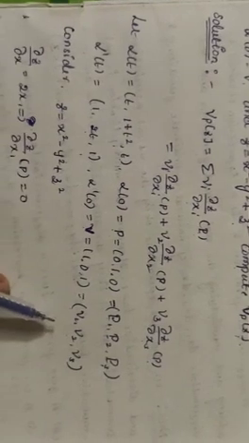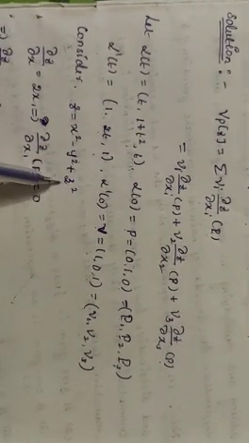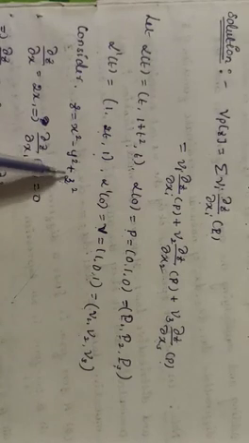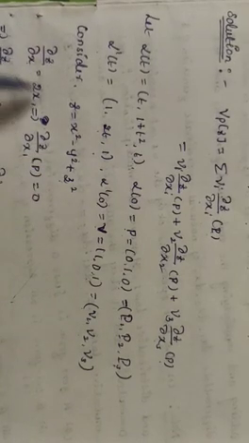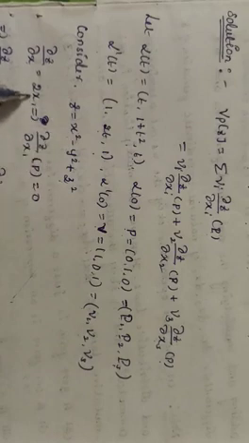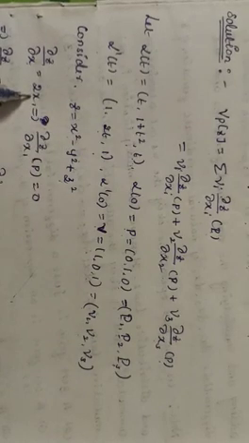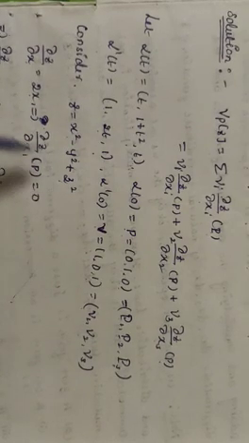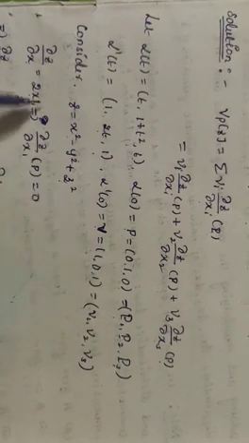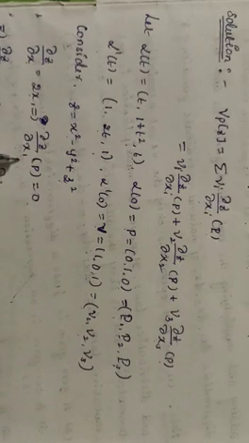Now here we consider the function, the function equals x square minus y square plus z square. First we have to find the differentiation of f with respect to x. Differentiating this with respect to x, we get 2x. At the point p, p1 is equal to 0, so we get del f by del x of p is equal to 0.